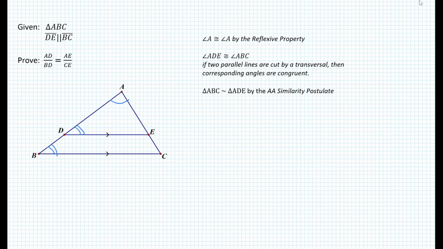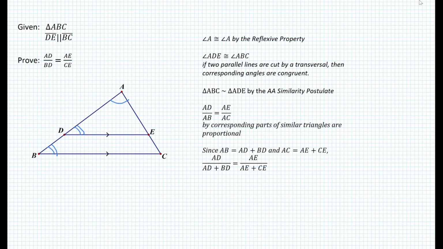Now we can set up a proportion. We can say that AD over AB equals AE over AC by corresponding parts of similar triangles are proportional. Since AB equals AD plus BD and AC is equal to AE plus CE, we can now substitute and rewrite the proportion as AD over AD plus BD is equal to AE over AE plus CE. So what we can do here is cross multiply and divide, or we can simply flip the proportion around and say that AD plus BD over AD is equal to AE plus CE over AE.